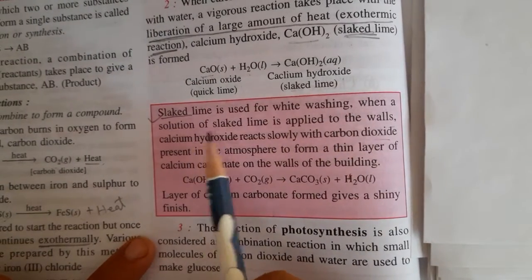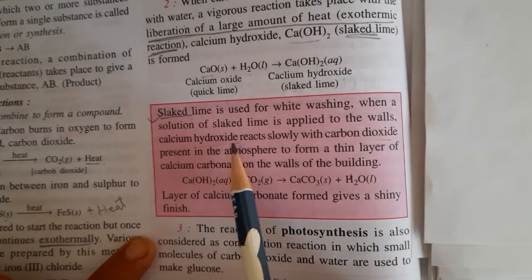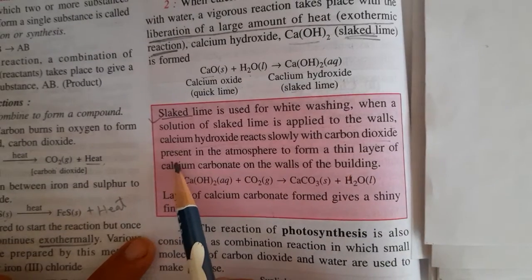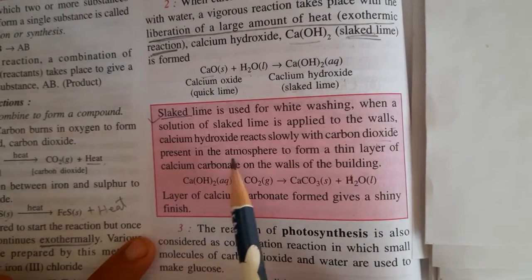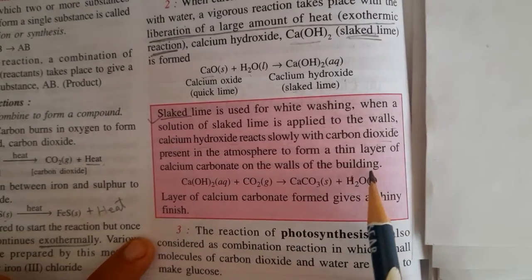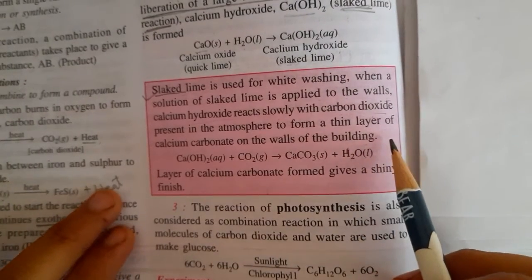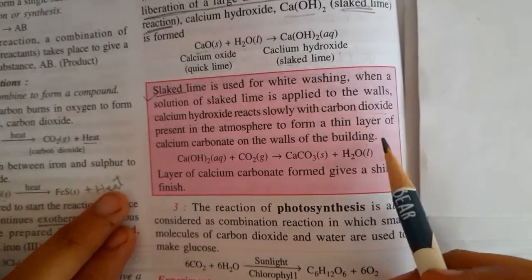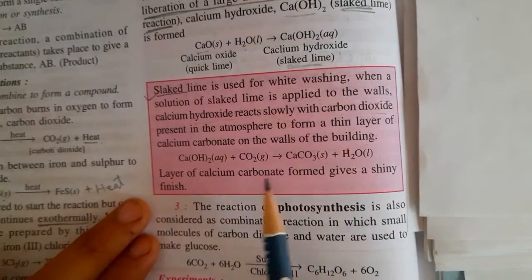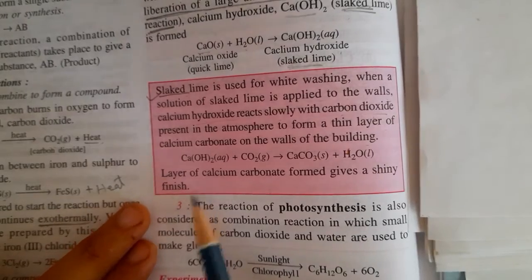When the solution of slaked lime is applied to the walls, calcium hydroxide reacts slowly with the carbon dioxide present in the atmosphere to form a thin layer of calcium carbonate on the wall of the building. As you know, on buildings we apply this whitewash, which is called slaked lime. The layer of calcium carbonate formed gives a shiny finish.